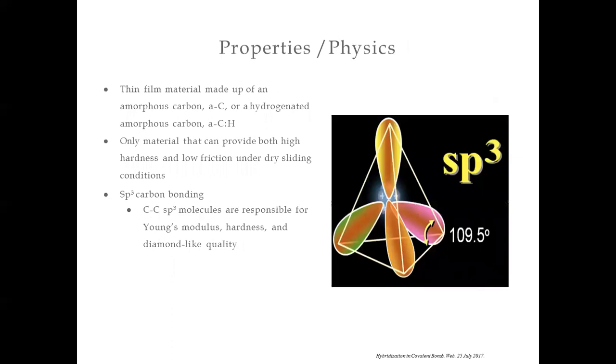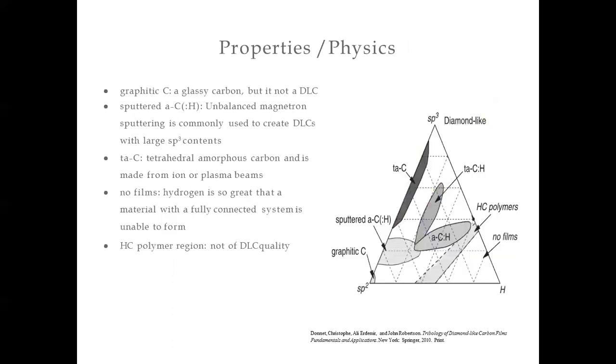And these molecules are responsible for high Young's modulus, hardness, and diamond-like quality. So this shows us the different diamond-like material properties and the mixtures that we would consider in the diamond-like films. So we can have ranging up here from the sp3 orbital, which is diamond-like. These are other materials which are similar from other deposition techniques.